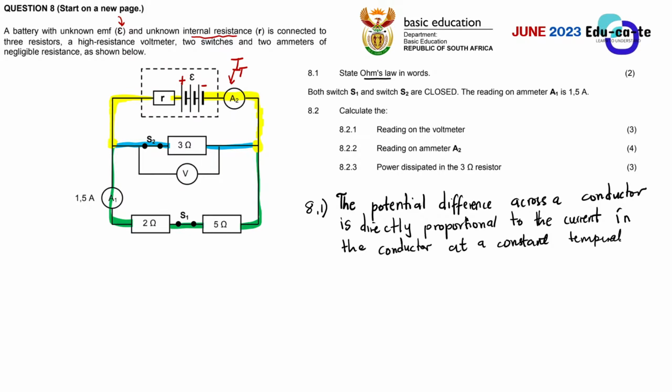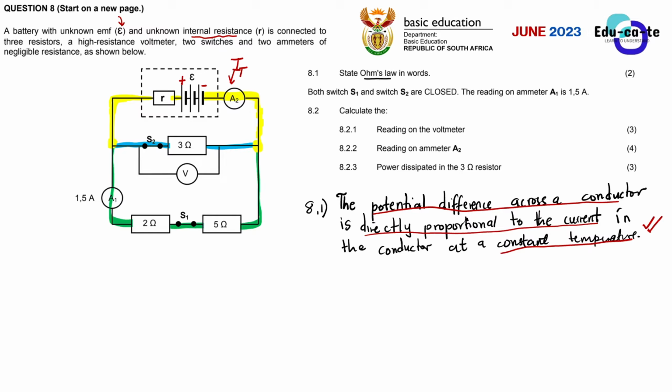So Ohm's law states that the potential difference across a conductor is directly proportional to the current. Not that you have to say it word by word exactly as I've written it here. You just need to mention that you have potential difference, you've got current, and those two are directly proportional to one another, but this only happens when the temperature is constant, or when all other physical conditions are constant. This is the simpler way of stating Ohm's law.